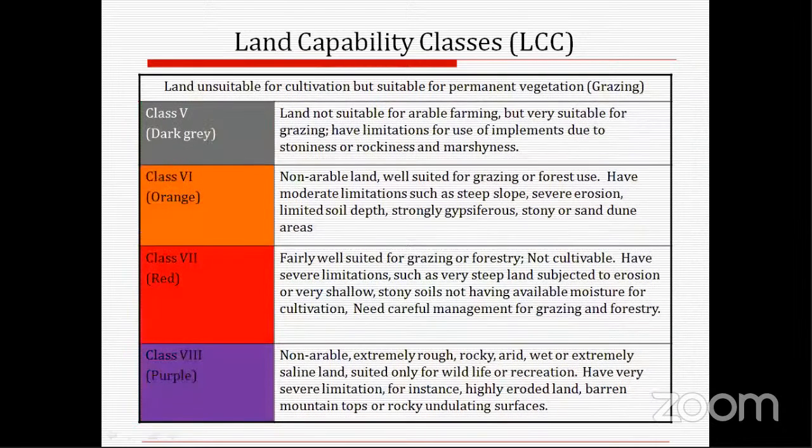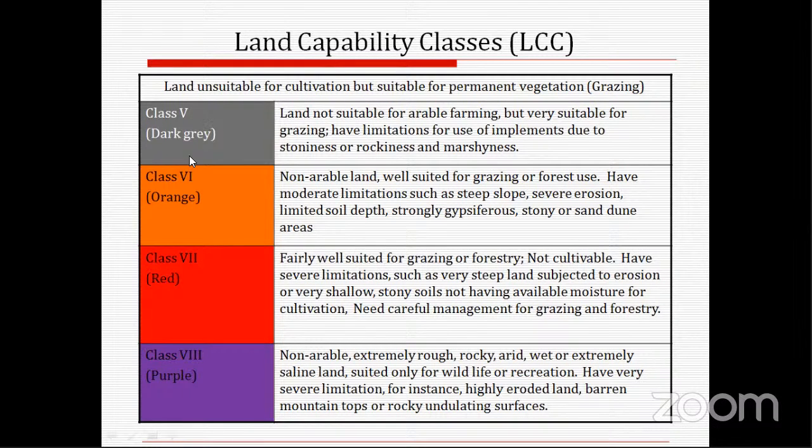Now we will see land unsuitable for cultivation, but suitable for permanent vegetation. We can go for permanent vegetation, forestry, or grazing purposes. What are those classes? Class 5, class 6, class 7, class 8. These classes are suitable only for permanent vegetation, permanent grazing for cattle, sometimes recreation, or forestry purposes. But we can't go for any cultivation. The previous four categories are good for cultivation, but the next four, class 5, 6, 7, 8, are not suitable.